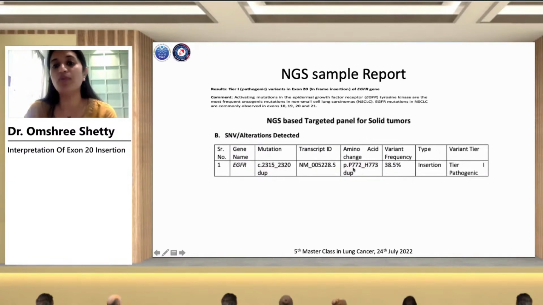So if you can see here, amino acid 772 to 773 has been duplicated. And then there is the frequency of occurrence of this alteration in this particular sample. When the frequency is 38.5%, that means it is definitely a known alteration. Anything more than 5% variant allelic frequency is considered acceptable, and this is 38.5 in this example. And then what is the type of mutation, whether it is an insertion, is mentioned, and what kind of tier it is, that is whether it is pathogenic or likely pathogenic and so on.